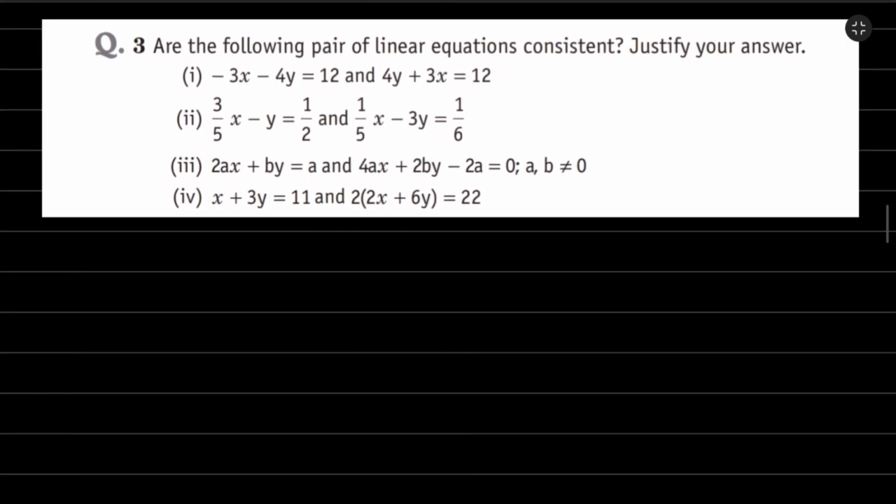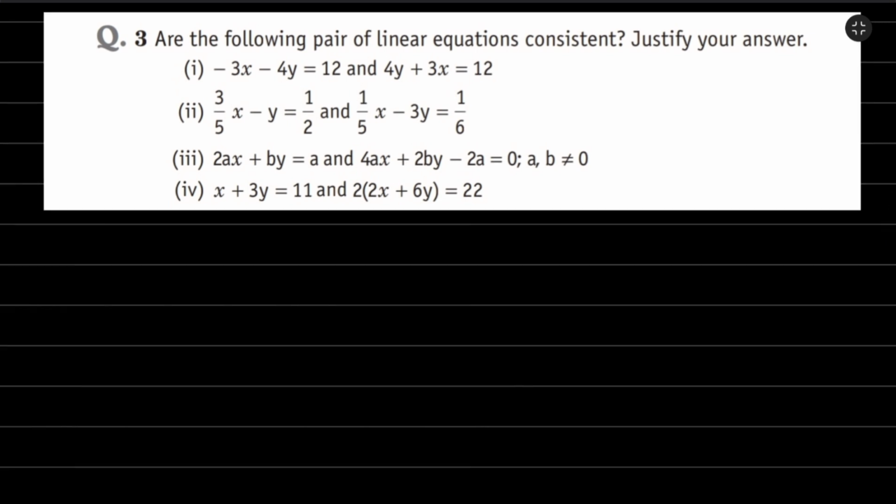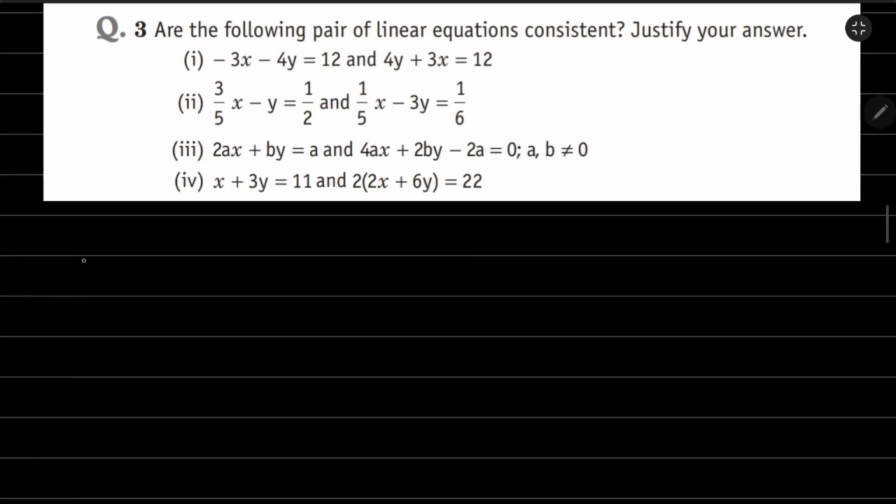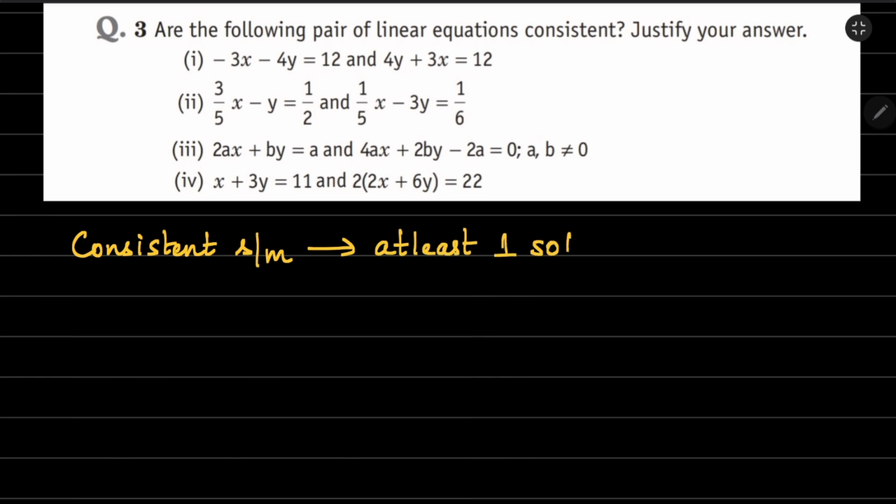Are the following pair of linear equations consistent? Justify your answer. So let's understand what we mean by consistent. A consistent system means a system that has at least one solution. What do we mean by at least one solution? It can have one or many solutions.